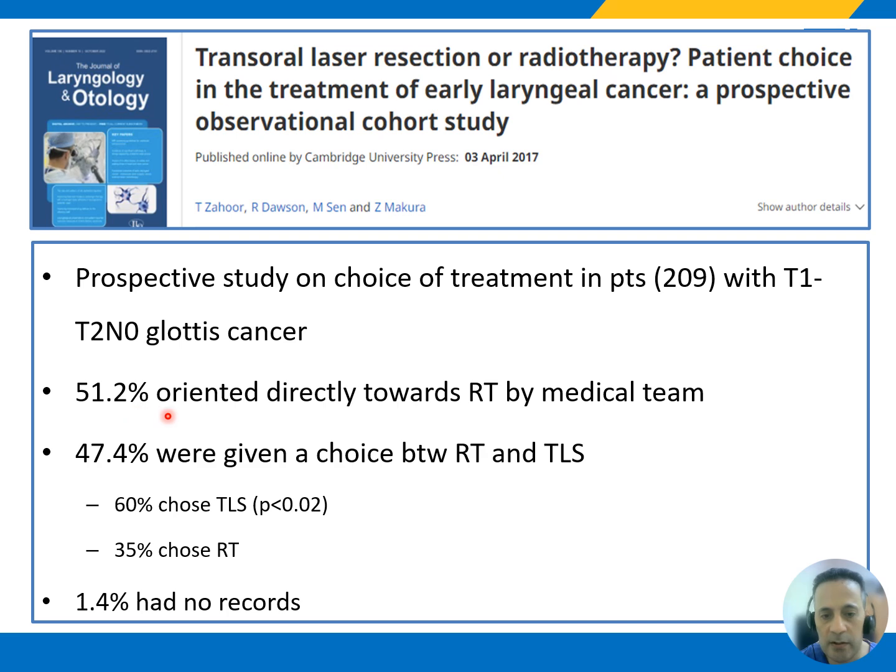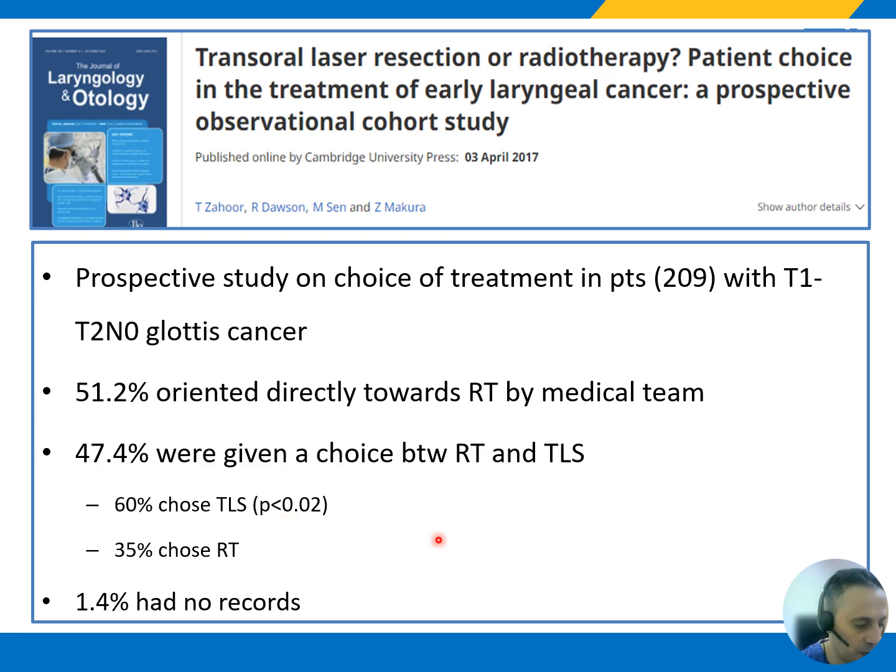51 patients were directed towards radiation by the medical team. They were only eligible for radiation therapy alone, while 47 patients were eligible for both surgery and radiation therapy, and these patients were given a choice between radiation versus transoral laser surgery. Interestingly, 60% of patients chose transoral laser surgery, and this difference was statistically significant.